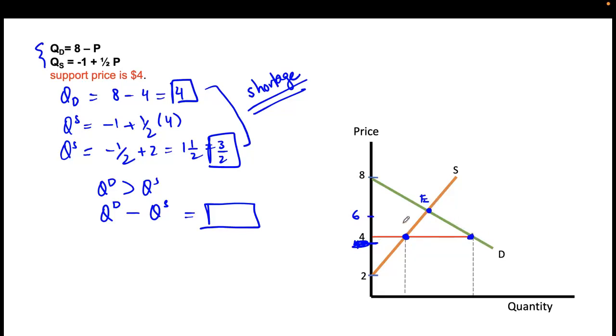So quantity demanded over here is much higher than our quantity supplied, which is 4 and 3/2 respectively. And the difference between these two will give you the exact value of the shortage created in this market because of this price support program. We can also represent changes in demand and supply given some linear equations.